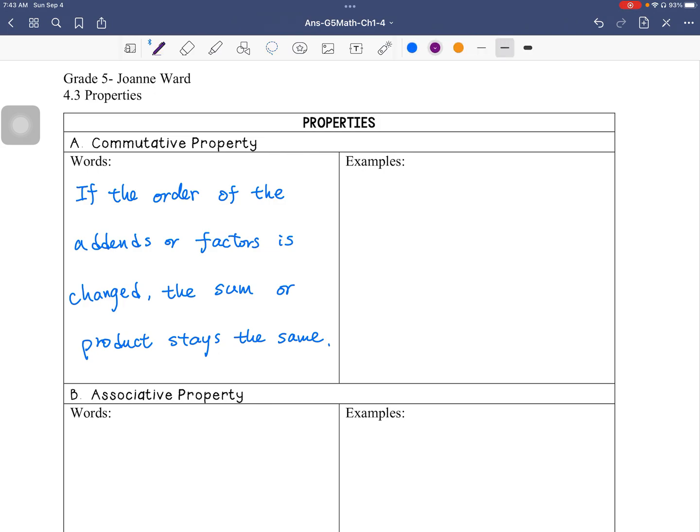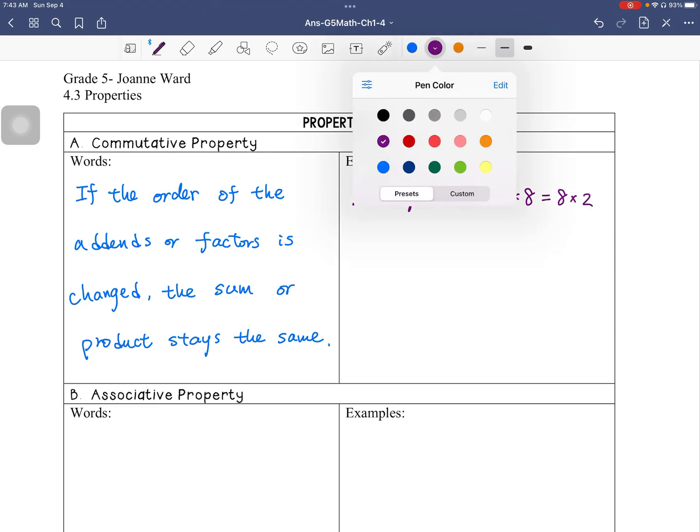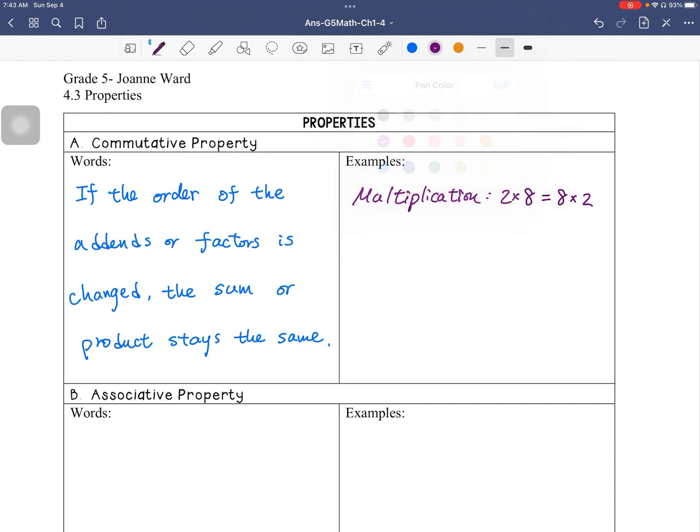So in here, for multiplication, 2 times 8 equals 8 times 2. And for algebra using multiplication, A times B equals B times A. So that's multiplication. If the order of the addends or factors is changed, the sum or product stays the same.